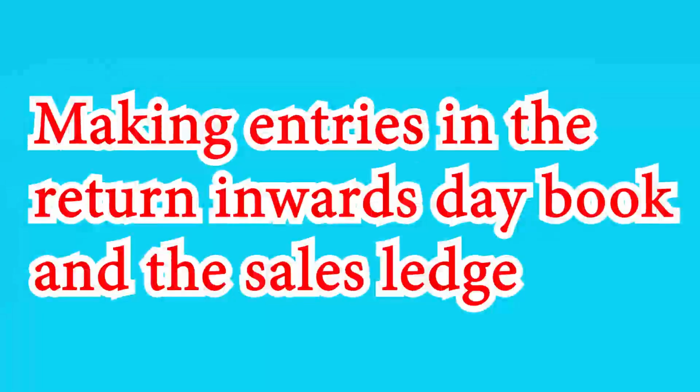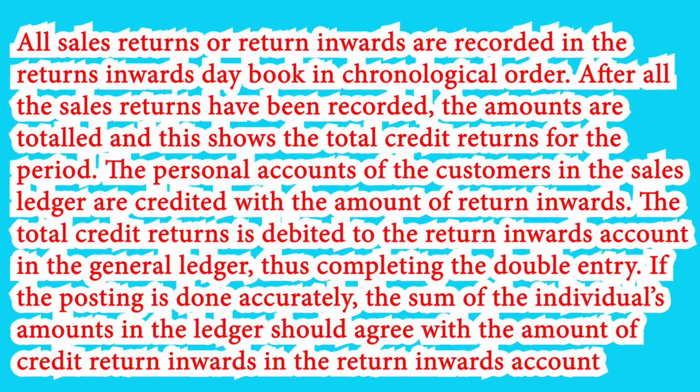Let us now look at making entries in the returns inwards daybook and the sales ledger. All sales returns or returns inwards are recorded in the returns inwards daybook in order of dates. After all the sales returns have been recorded, the amounts are totaled, and this shows the total credit returns for the period. The personal accounts of the customers in the sales ledger are credited with the amount of returns inwards. The total credit returns is debited to the returns inwards account in the general ledger, thus completing the double entry.